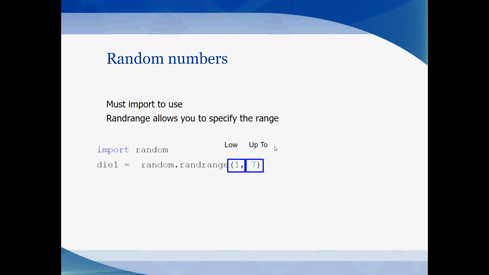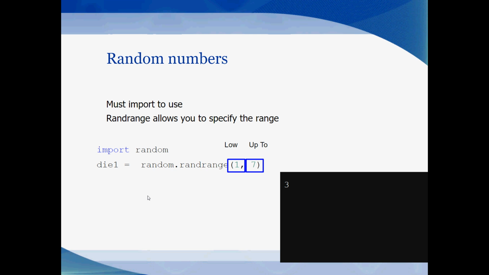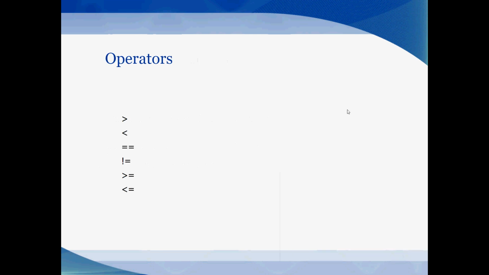It's not the high. It's where you want it to go up to, but not including this number. So for a dice where we want it to end at 6, I actually have to specify 7, because 7 will not be in the range at all. It will go up to that number, but not including it. So if I were to print this die out on the screen, I might get a 3, I might get a 5, I might get a 1. It would be different every time you run your program. You might even get a 6, but you will not get a 7. So that is random numbers.